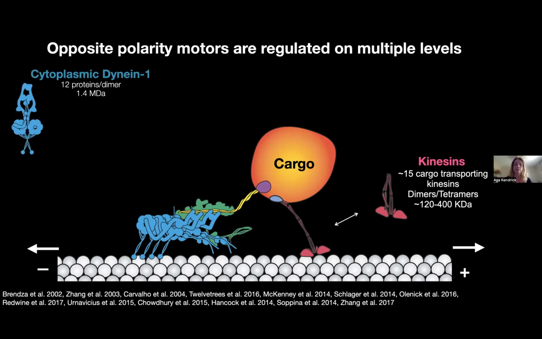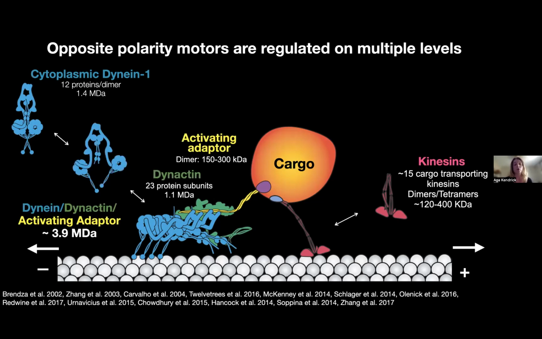All the minus-end directed transport is carried out by cytoplasmic dynein 1, which is a large complex of 12 proteins. Dynein is also auto-inhibited, but once relieved from auto-inhibition, dynein assembles into an even larger complex with its co-activator dynactin and an activating adapter protein. And this activating adapter is what links dynein to cargo, either directly or indirectly.